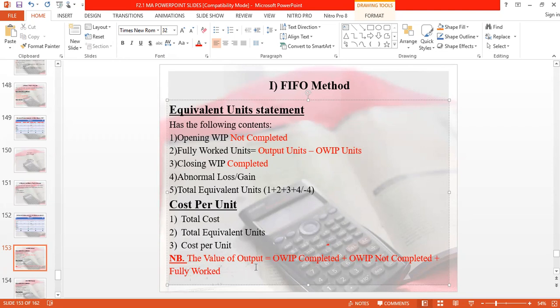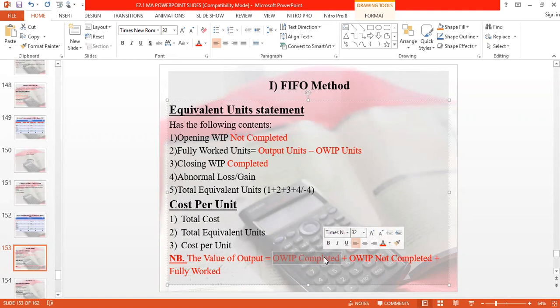Value of output is opening work in progress completed plus opening work in progress not completed plus fully worked. In other words, you need to take opening work in progress completed, which is always given in the question, opening work in progress not completed, which is given there, plus what? Fully worked, which is given there. So this one is normally given in the question.